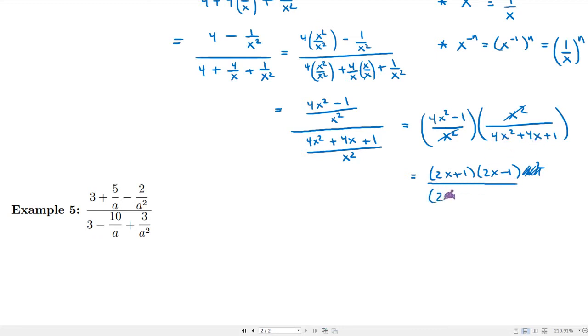So this is 2x plus 1, 2x plus 1. That looks good, right? 2x squared is 4x squared, 1, and then 2x plus 2x is 4x. So that looks good. That reduces this, and we are left with the answer of 2x minus 1 divided by 2x plus 1.